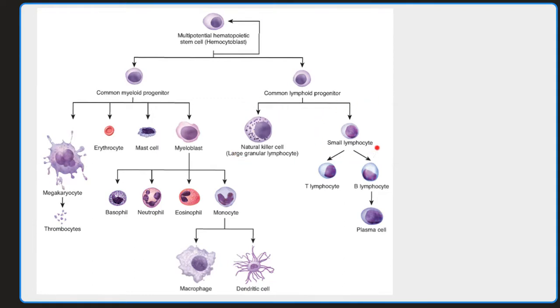And then we have the lymphocytes that are going to come from the small lymphocyte, differentiated into T cells and B cells. Now, T cells actually will leave the red bone marrow and they will mature in the thymus, but the B cells are actually going to complete their development within the red bone marrow.